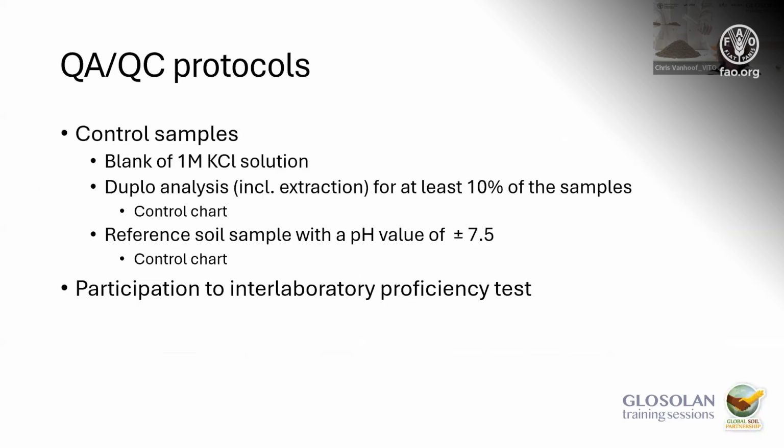Besides that, we also analyze some control samples. Because we are measuring in a 1 molar potassium chloride solution, we always measure the blank also from that solution as a control. During an analytical run, we always analyze at least 10% of the samples in duplo to check if this is also okay.